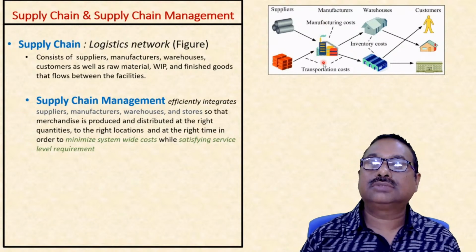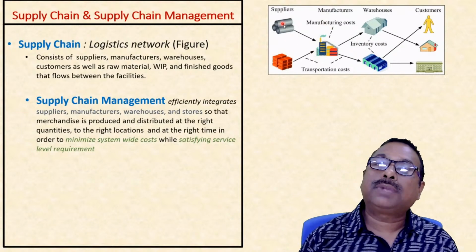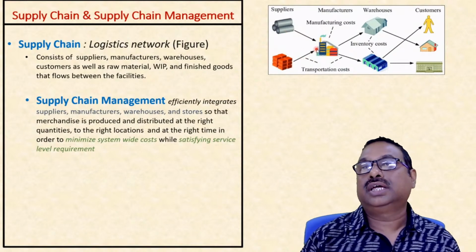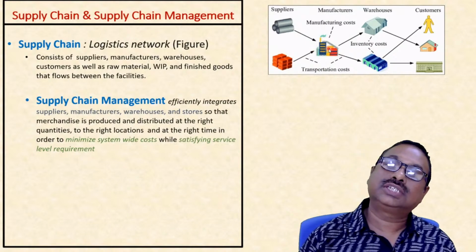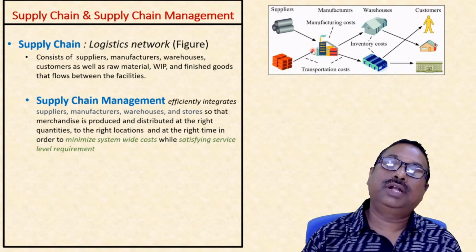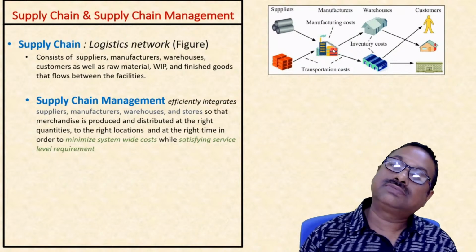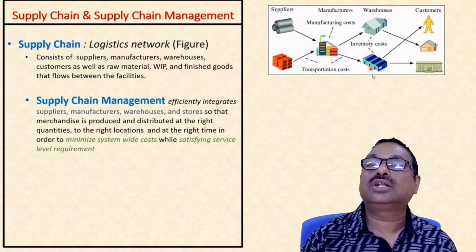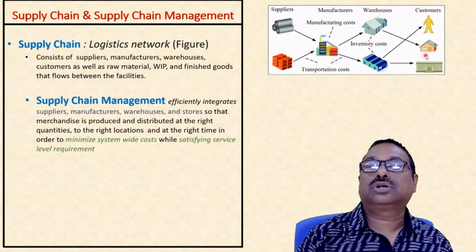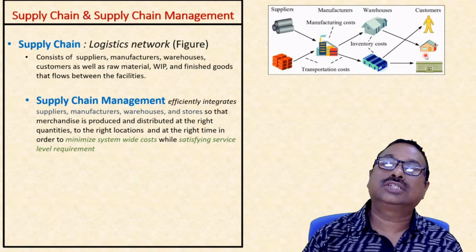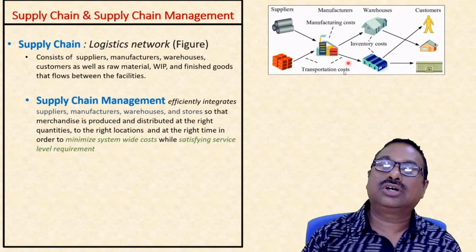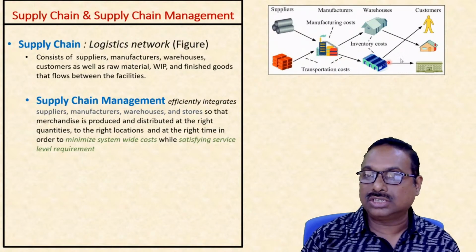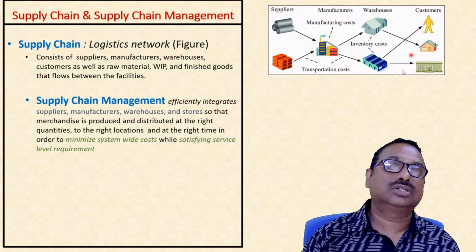If you see this figure, this is the manufacturer. Suppliers supply the raw materials and components to the manufacturer. Then manufacturing takes place, processing from raw materials to finished products. Then finished products go to warehouses where you store the materials, and then it goes to your customer. And there are various costs associated with it. One is manufacturing cost, one is transportation. This is your inward logistics, outward logistics.